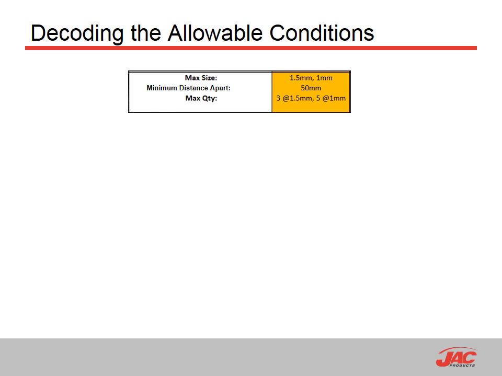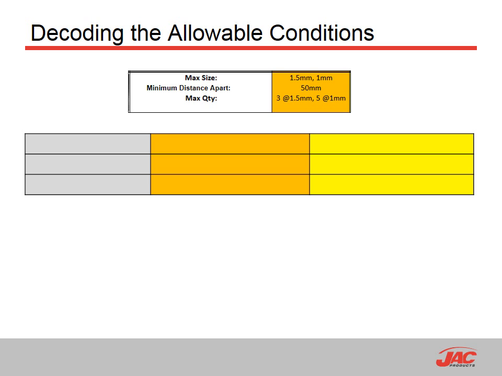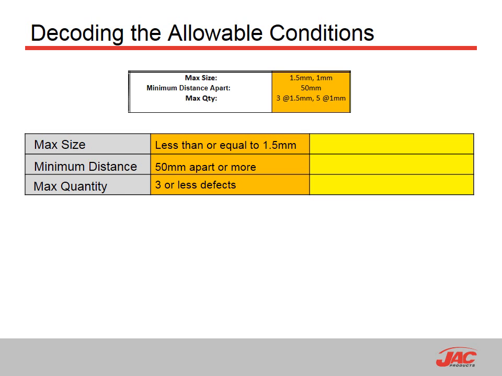Let's look at another example. But wait a minute, why are there multiple numbers listed for max size? Don't worry, it's actually really easy to understand. You would read it like this. If any of the defects are less than or equal to 1.5 millimeters in size, the defects must be 50 millimeters apart from each other, and you are allowed a quantity of 3.